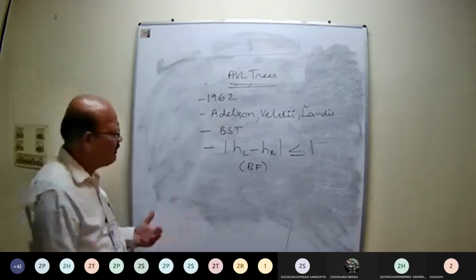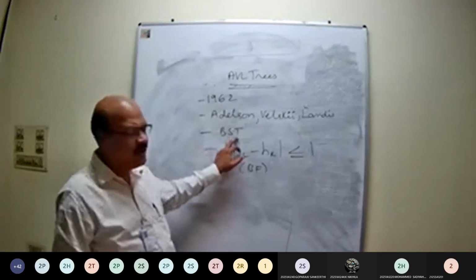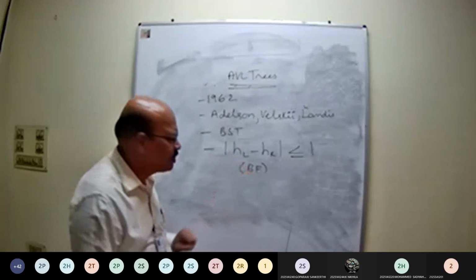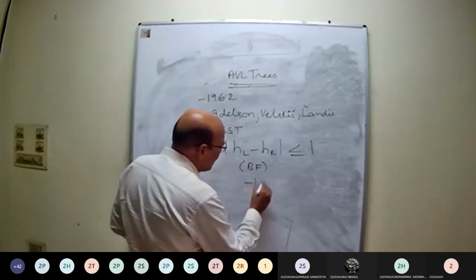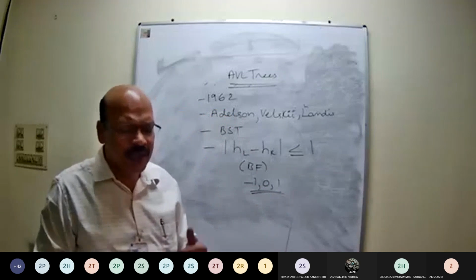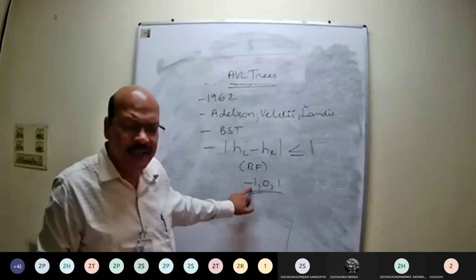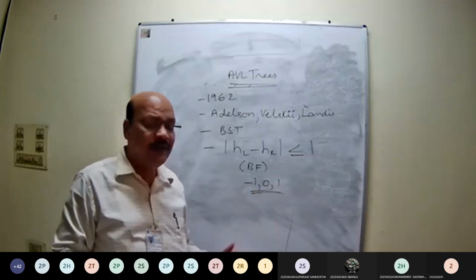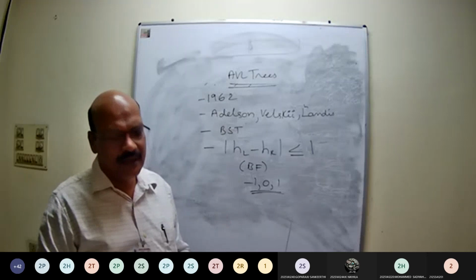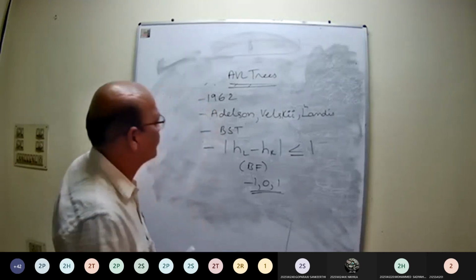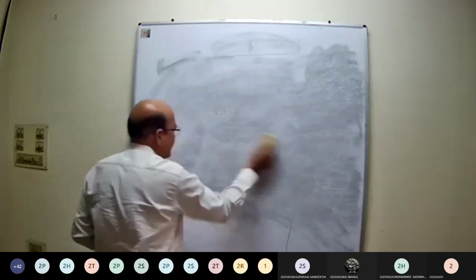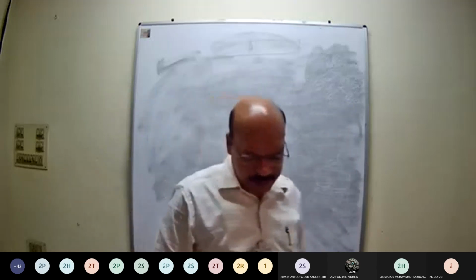So otherwise, you can define an AVL tree as a binary search tree in which all the nodes' balance factors should be either -1 or 0 or 1. That is, if you restrict the balance factors of all the nodes in a binary search tree to only 3 values, either -1, 0 or 1, then such a binary search tree is known as an AVL tree. So what is this all about? Let us try to understand. I'll give some examples.